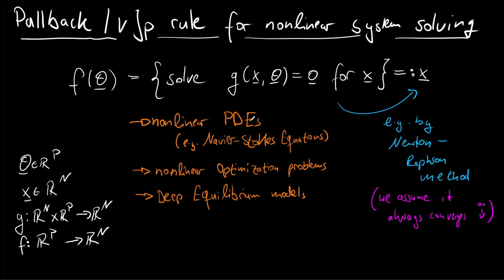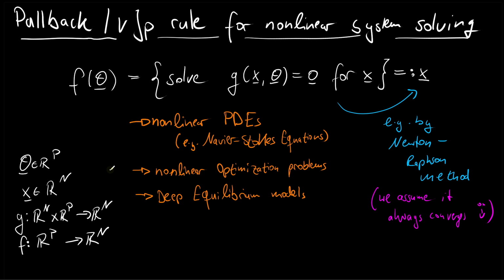So if you solve nonlinear partial differential equations, for instance the Navier-Stokes equations, you will find them there. You will also find them in nonlinear optimization problems, as well as more recently in deep equilibrium models as part of deep learning. In this video, we want to look at pullback or vector-Jacobian product rules because we have that computation, the solution to nonlinear system solving, as part of a larger computational chain on which we then want to apply reverse mode automatic differentiation. So we need to be able to differentiate over the solution to these nonlinear systems.